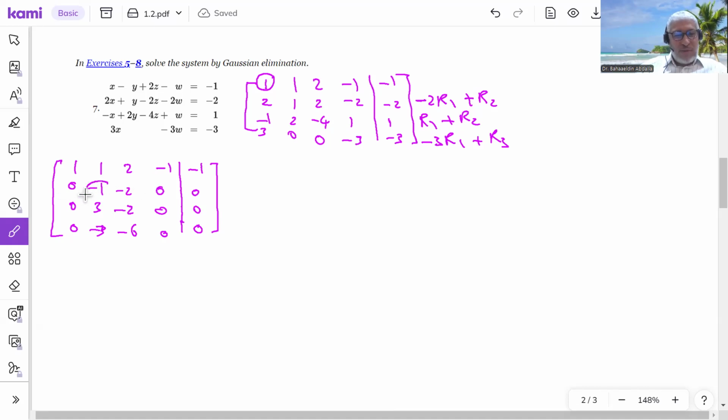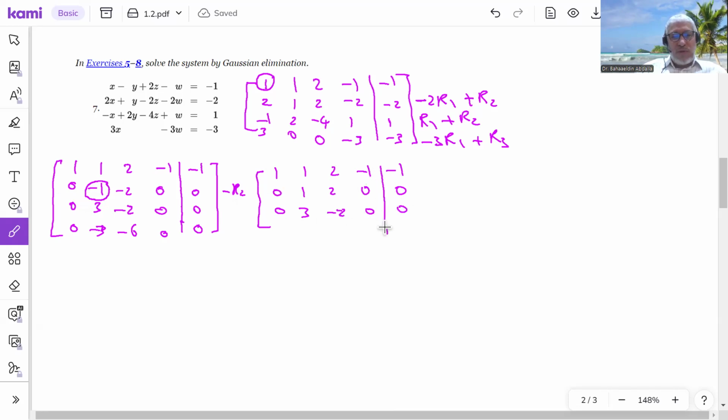This number should be 1, positive 1. So how to make it 1? Multiply row 2 by -1. So we will have this new matrix. 1, 2, 0, 0. And here I have 0, 3, -2, 0, 0, and finally 0, -3, -6, 0, 0.